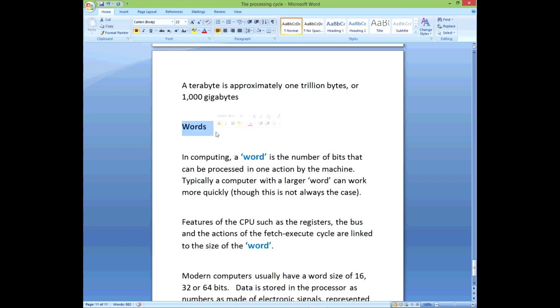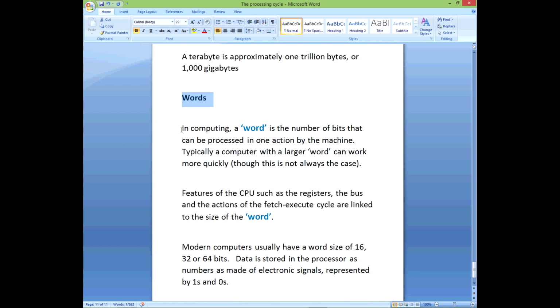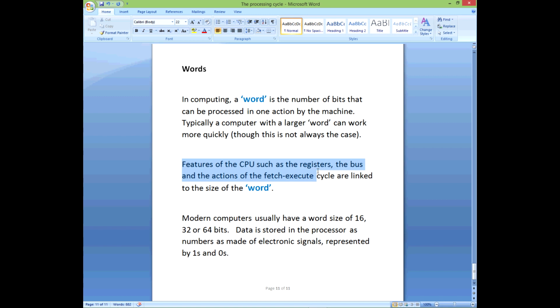All right, what is a word? No, this is not the word you tell somebody when you get vexed. In computing, a word is the number of bits that can be processed in one action by the machine. Typically, a computer with a large word can work more quickly, though this is not always the case. So think of the word as how much processing it can do. Features of the CPU such as registers, the bus, and the actions of the fetch-execute cycle are linked to the size of the word.